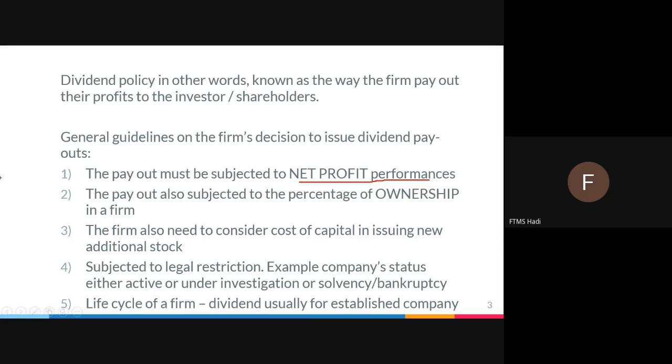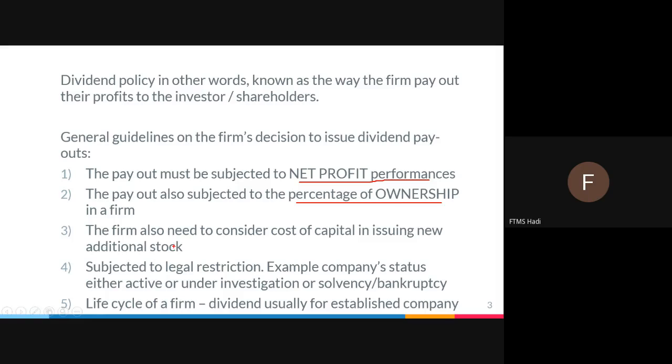The second rule is that the payout is also subject to the percentage of ownership in a firm. There is a difference between major shareholders and minor shareholders. Definitely, major shareholders will receive a larger percentage of dividend compared to minor shareholders because major shareholders invest the most. Mostly they are purchasing a large number of shares compared to the minor shareholders. That is the second rule.